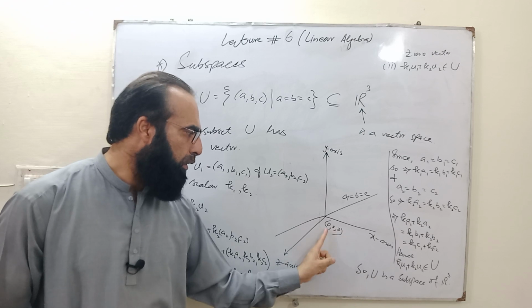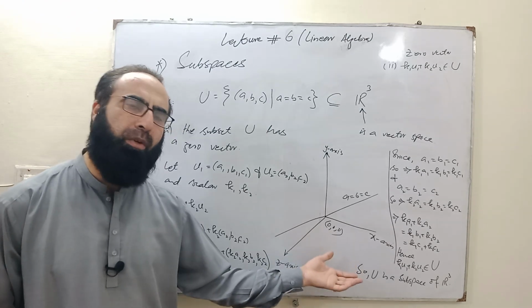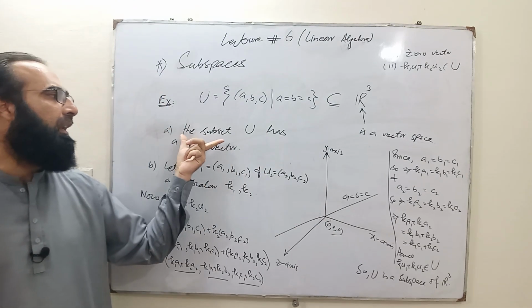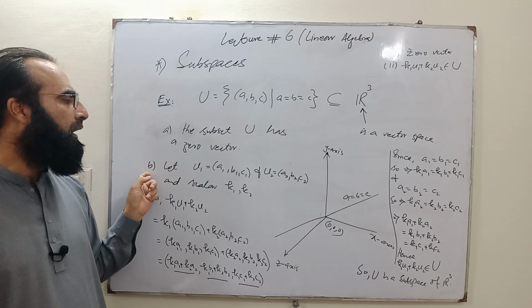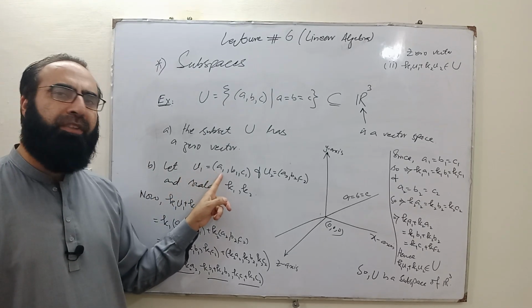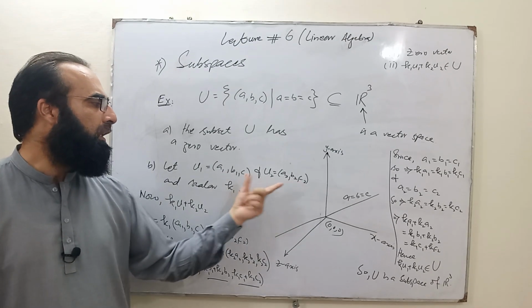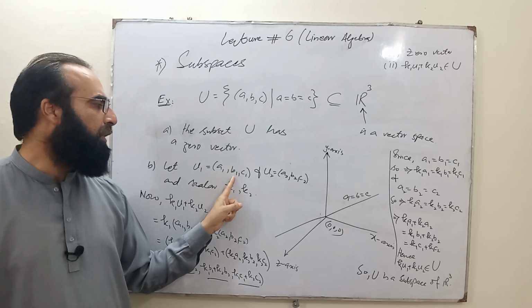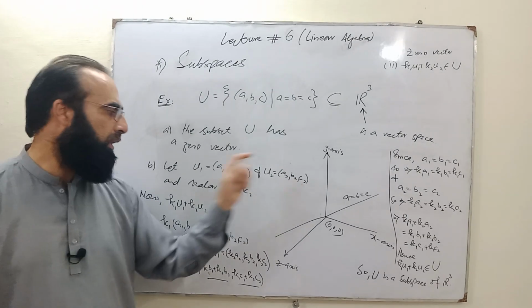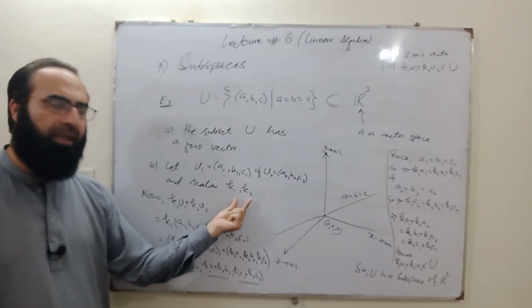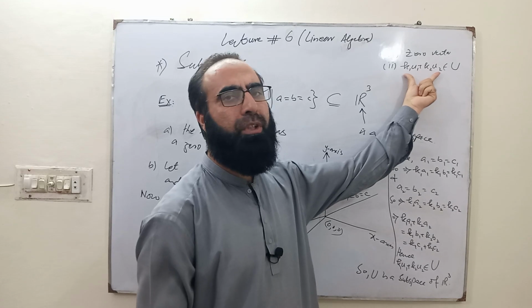In this zero vector, look at the components. All the 3 components are zeros, means all the 3 components are equal. So that's why this zero vector is contained in this subset U. In the second condition, let us take 2 vectors U1 represented by a1 b1 c1 and U2 represented by a2 b2 c2. Clearly, according to this definition, a1 b1 c1 will be equal and a2 b2 c2 will also be equal.